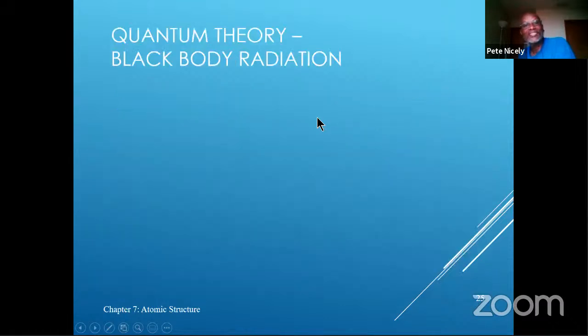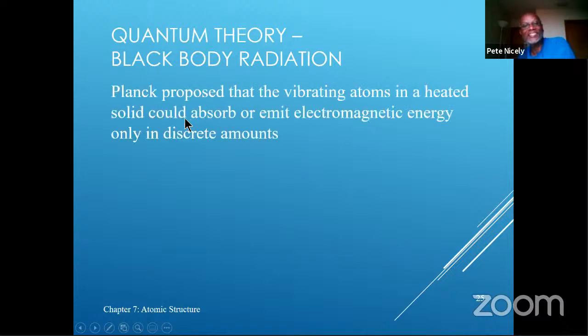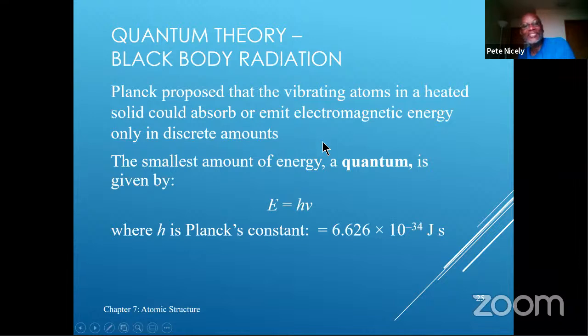Okay, so let's get into what is now known as the quantum theory, and we'll be discussing what we call the black body radiation. So this scientist, I think he was from Germany, he proposed that when you have atoms vibrating in a heated solid, they can absorb or emit electromagnetic energy, but only in discrete amounts, right? And he determined that we can calculate the formula for these different amounts using this equation here. So for the smallest amount of energy, it's called a quantum, and its energy is given by this equation here, where the energy of the quantum is equal to h times nu, right?